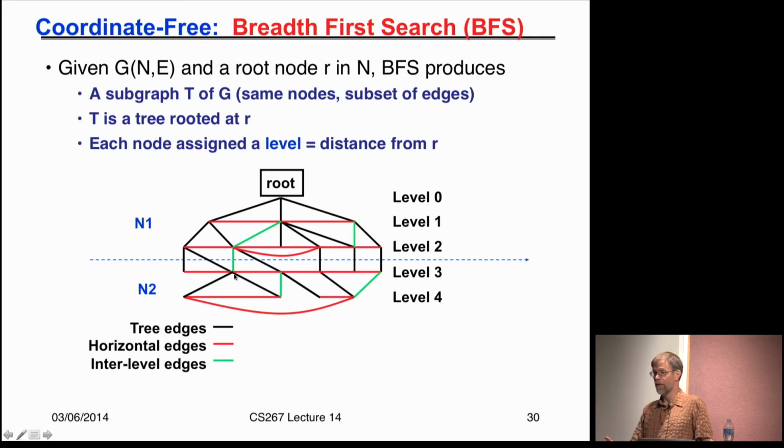Why is that? What if I had an edge from level 1 to level 3? Then that guy over in level 3 is in the wrong level. He's only 2 away from that level. He should have been up there, right? So that is the definition of breadth first search.